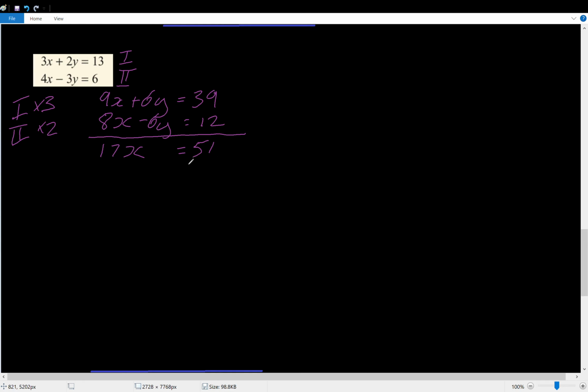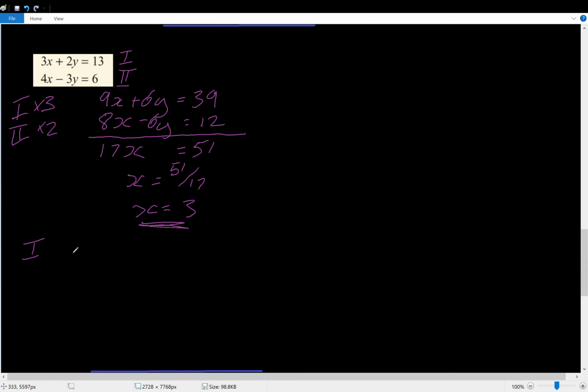So now we have 17x equals 51. And we can solve for x by saying x is equal to 51 over 17, which means x is equal to 3. So now we have our value for x. What we're going to do is take our value for x and put it back into either of the starting equations. It might be easier to choose equation 1 this time.